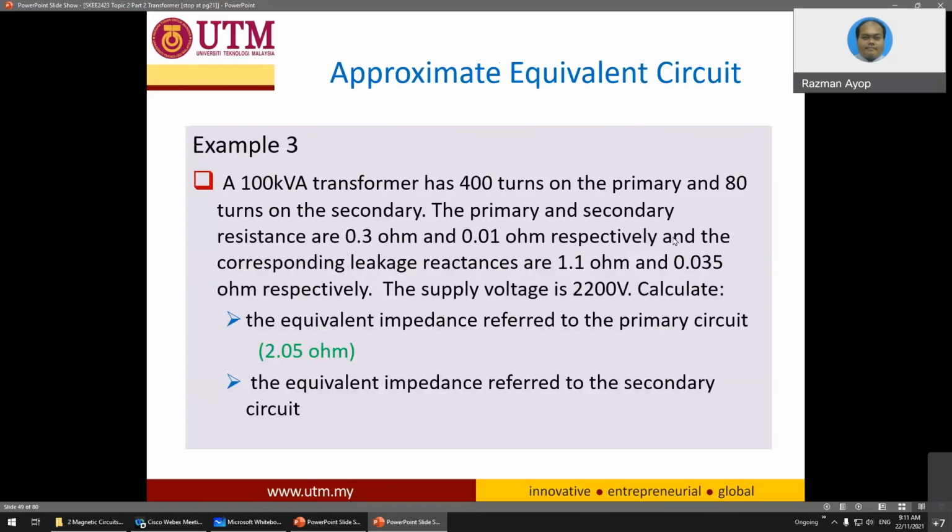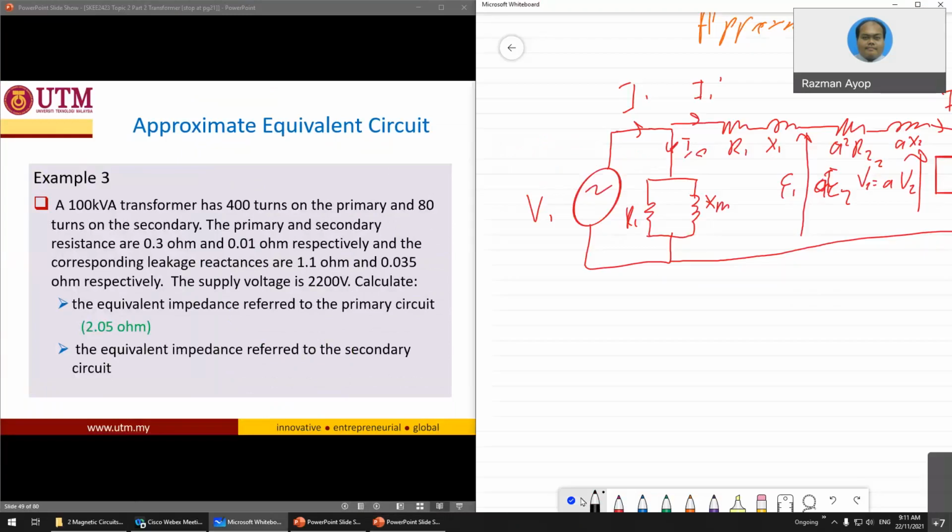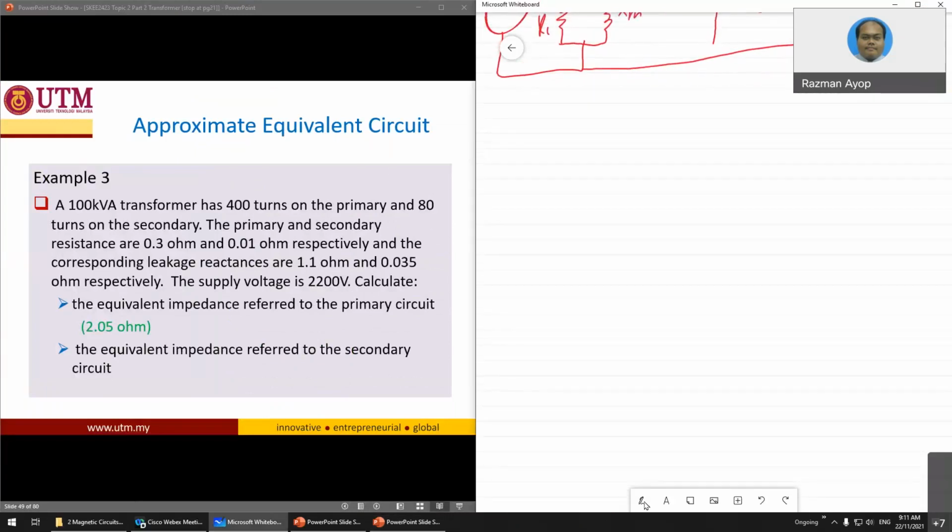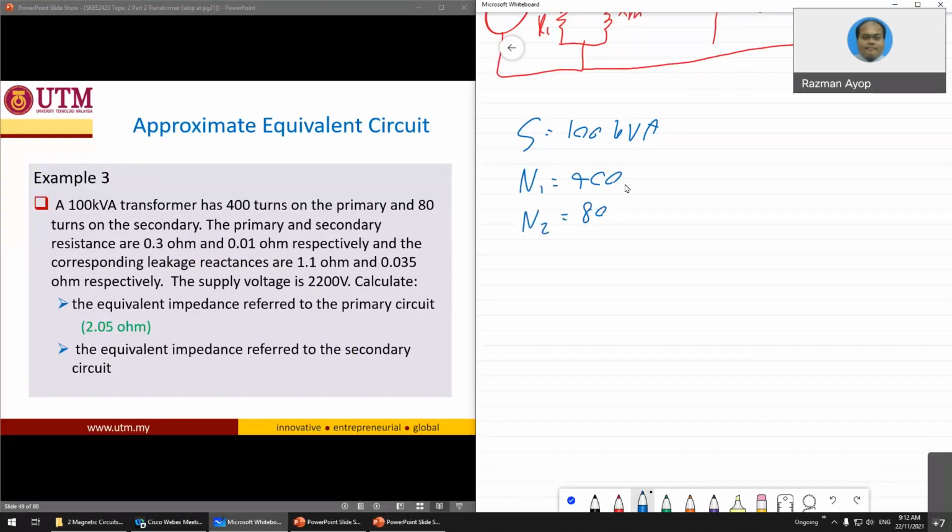For example 3, I give you example 3. A 100 kVA transformer has 400 turns. So try to extract the information first. S equals 100 kVA. Primary turns N1 equals 400 and the secondary turns is 80. So this is a step down transformer because the number of windings at the secondary side is much lower.